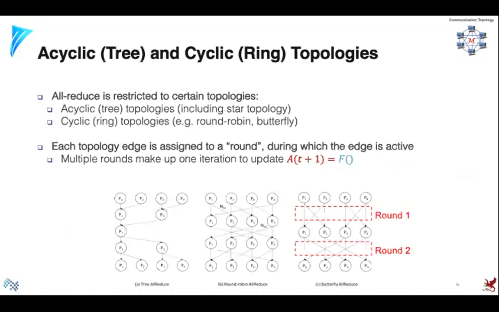Okay. So because AllReduce requires multiple communication rounds for aggregation, it is going to be restricted to those topologies that have this nature that they can be partitioned into several rounds. So one example are the acyclic topologies, which includes trees and the star topology. Another example are cyclic or ring topologies, including the so-called round robin topology. And these are topologies that change their edges every round. So for example, if you look at this simplest tree topology, you start with two disjoint trees and then another disjoint tree in the next round.